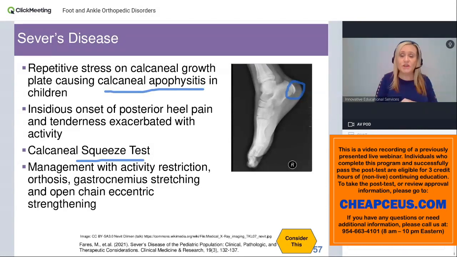So good cushioning is important, good stretching for the individual, and then again finding a way to have them rest so that inflammation can heal and that growth plate can heal while the muscles stretch back out.